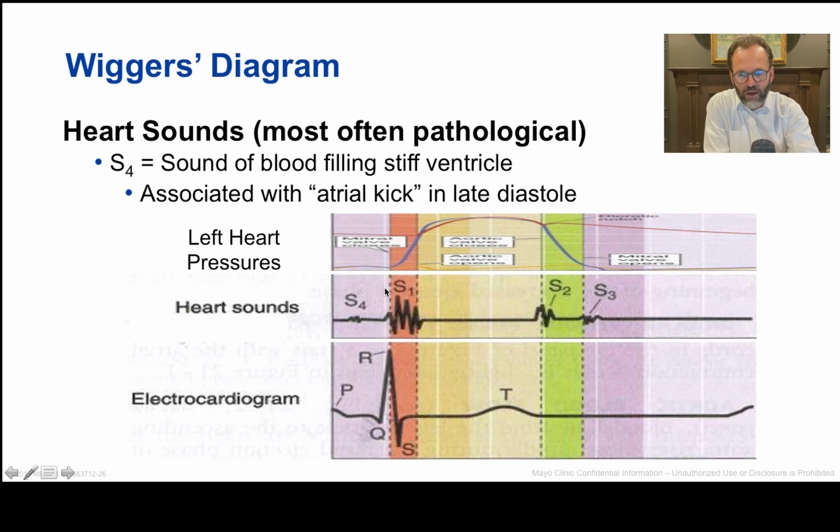So if we're thinking of how these go through, it's S1 at the initiating point in time where you hear the atrioventricular valves close. S2 when you hear the semilunar valves, the aortic and pulmonic valves, close. S3 with the rushing of blood in during early diastole, and S4 with an atrial kick into a stiffer ventricle.